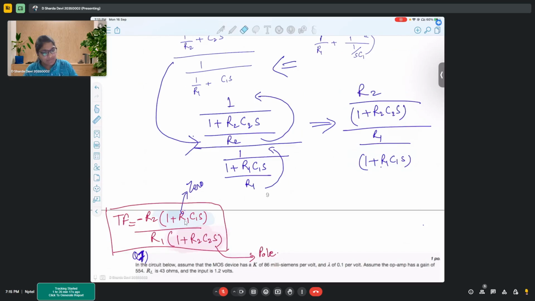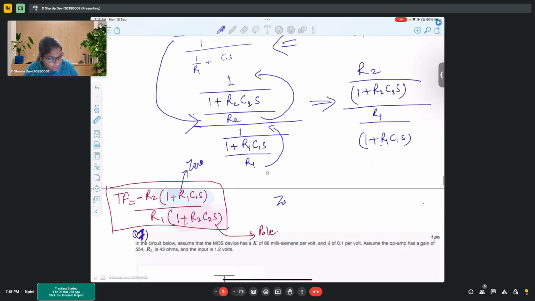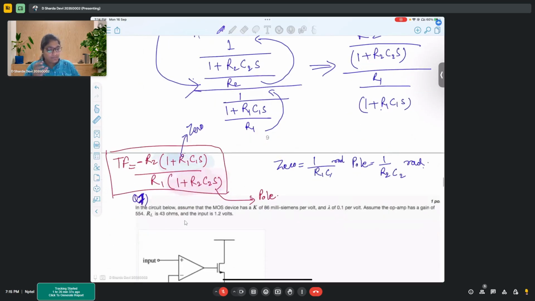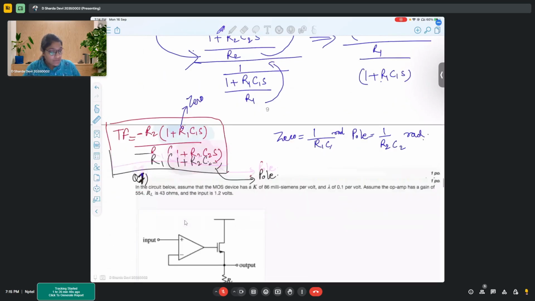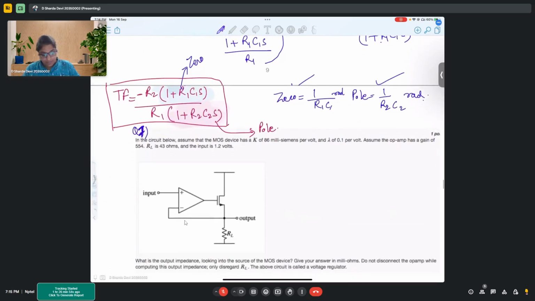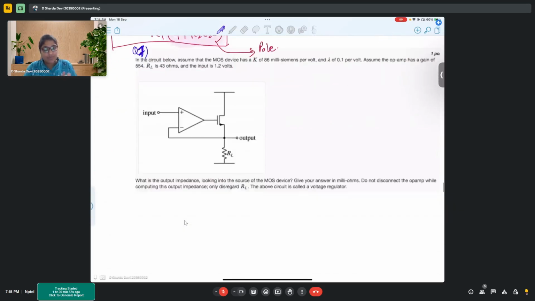And yes, so from there we can simply say my zero would be 1 upon R1 C1 and pole is 1 upon R2 C2. This will come in radians, okay? So make sure you are using the units correct. So now if I want the value in hertz, it should be 1 upon 2 pi R1C1. Is this clear? Yes. Okay, so with this, let's move on to the next problem.